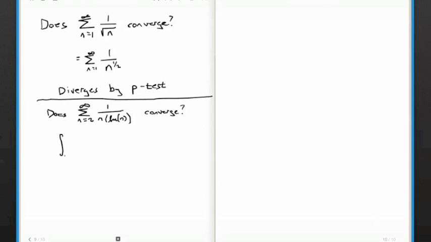From 2 this time, from 2 to infinity. Now, why am I using 2? Why would I not start at 1? What happens if we stick a 1 in there? Think about that. You might have to pause. Think about what happens if we put a 1 in there and a 1 there.